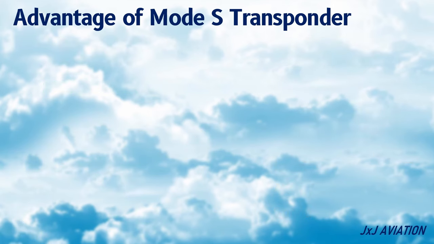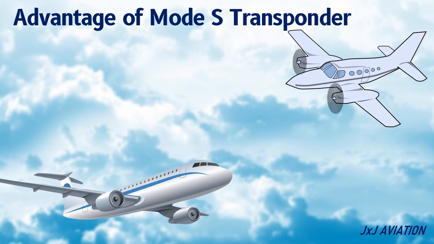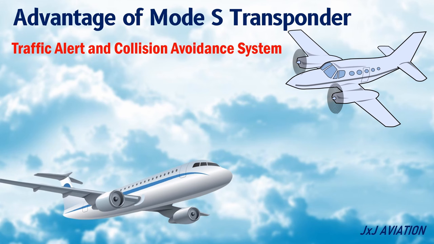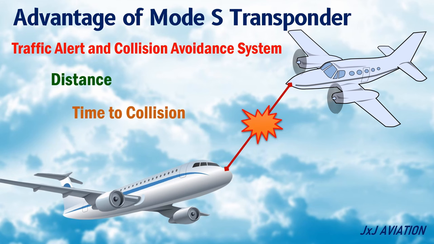The transponders on different aircraft interact with each other for the TCAS, or traffic alert and collision avoidance system. Depending on the distance or the time to collision, the TCAS generates alerts in the cockpit in both the aircraft to avoid a collision. The transponders use the aircraft data to give opposite orders to the aircraft.